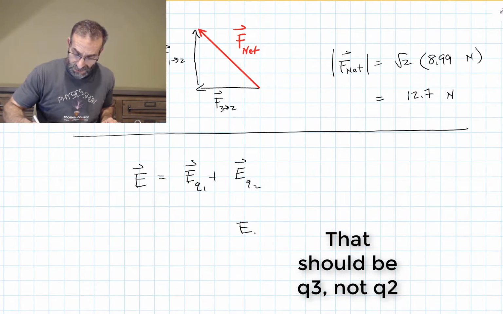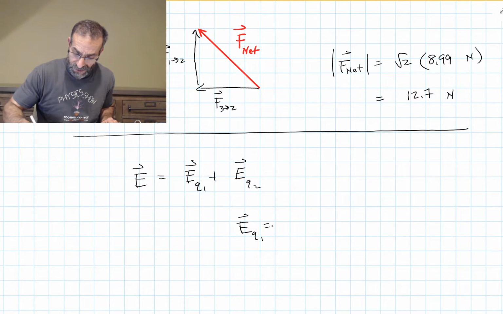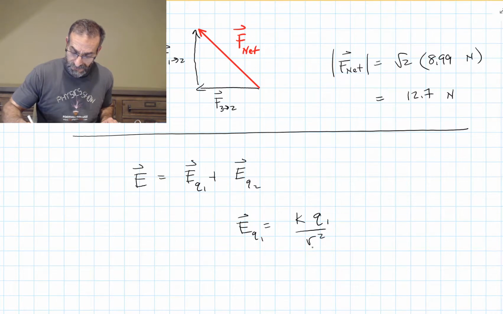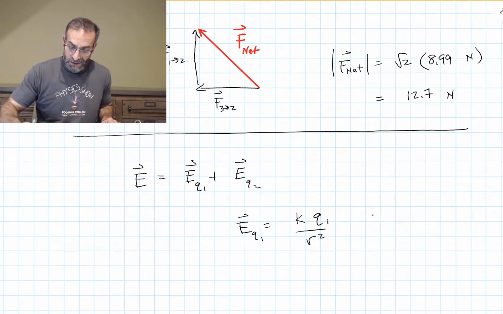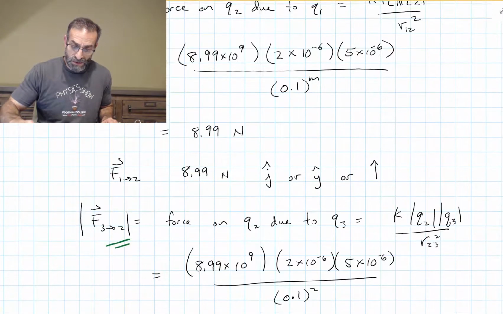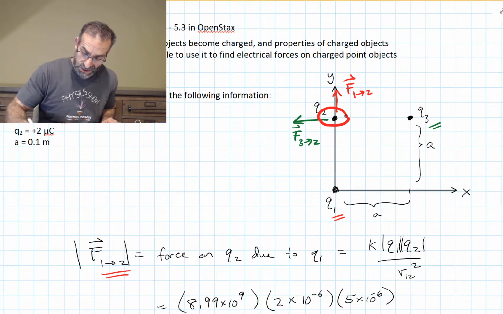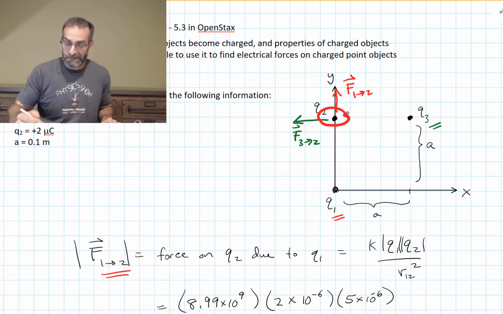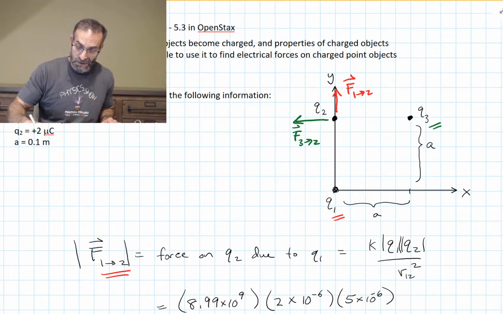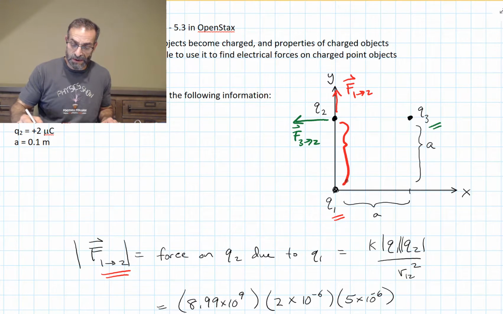The electric field due to Q1 is K Q1 over R squared. And we want to know the electric field at this location where Q2 is, due to Q1. So the R is the distance between Q1 and Q2. In this case, it's just A.